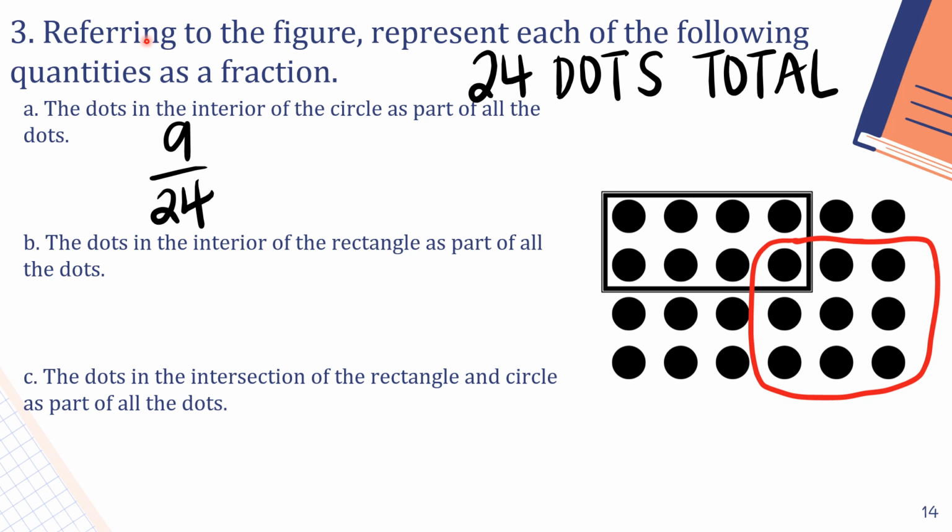And then part B says the dots that are in the interior of the rectangle as part of all of the dots. We counted up the dots that were inside the rectangle. We said there were 8 dots, so that's 8/24.